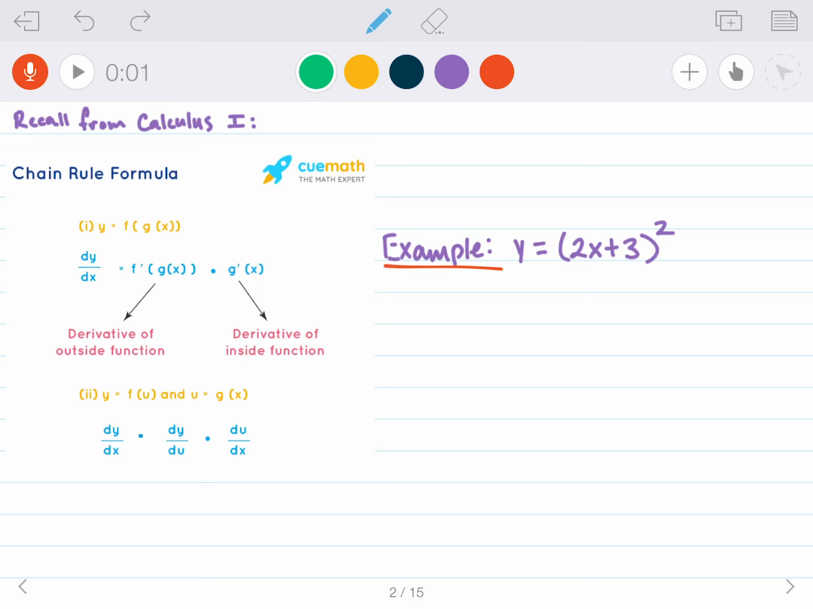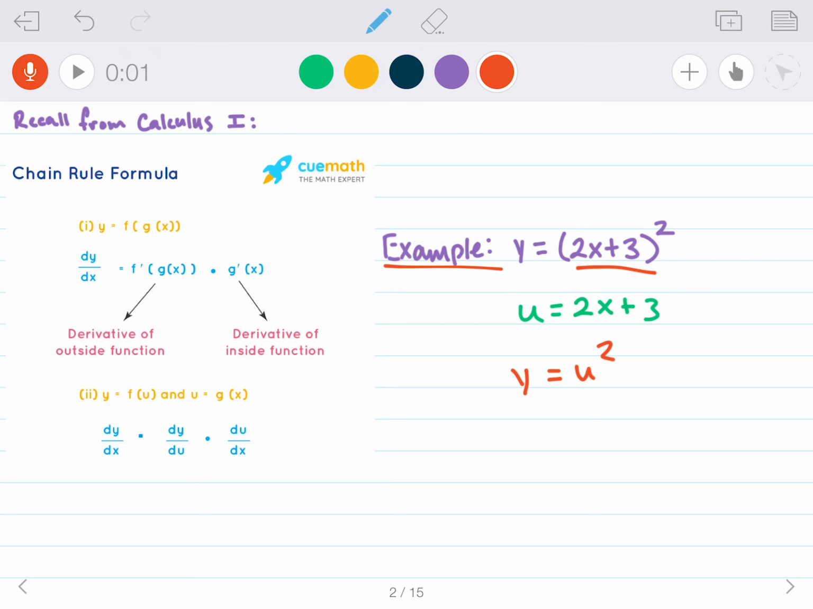So, for example, if we have the function y equals (2x plus 3) squared, and I want to take the derivative of y with respect to x, what we can do is we can make a little substitution, right? So we can say, well, let's let u equal 2x plus 3, okay? And if u is equal to 2x plus 3, then y is equal to (2x plus 3) squared, so y is equal to u squared.